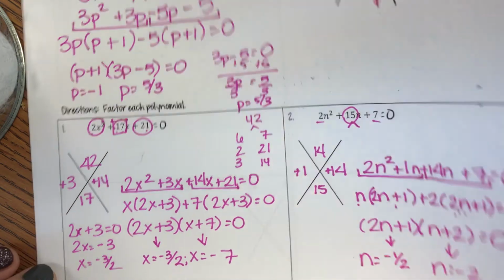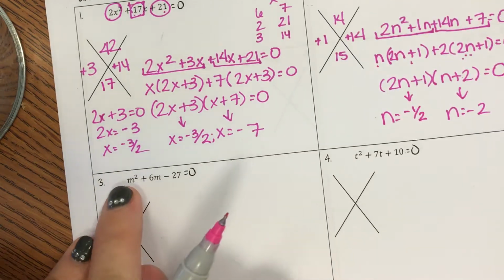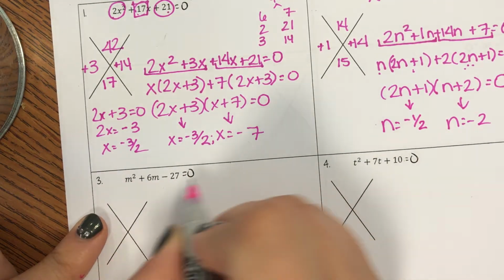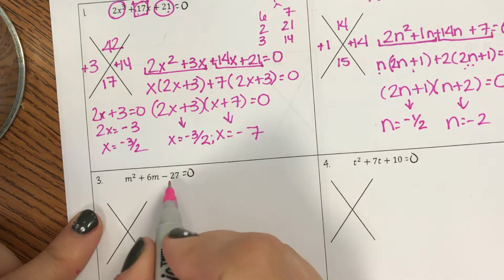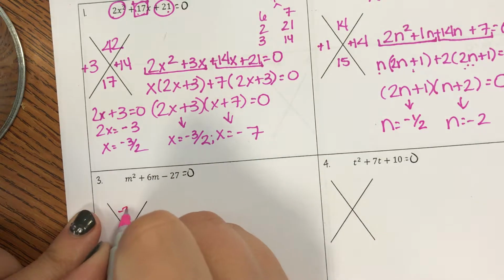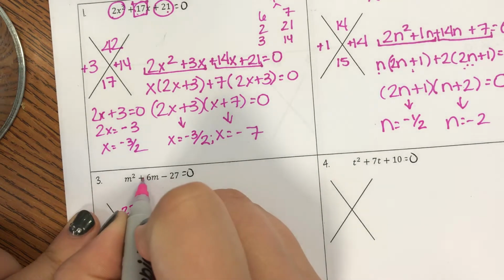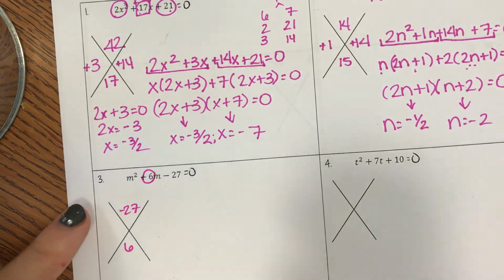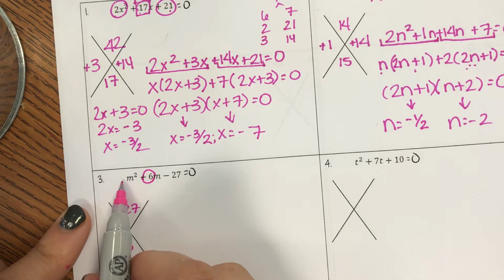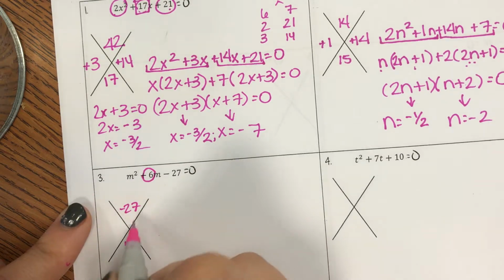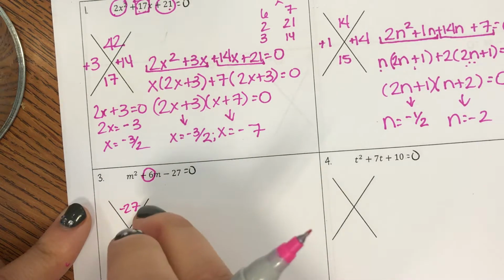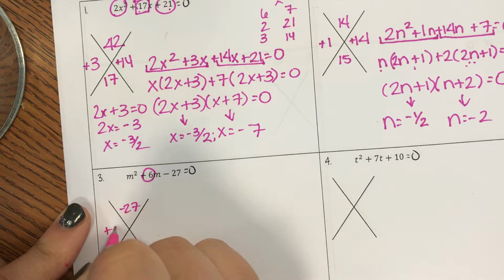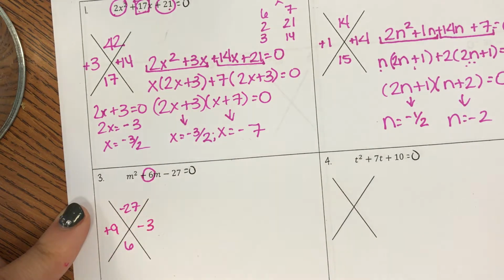Now, this works technically for the case where the coefficient is 1. However, I would have just taken this and factored it right away. If you're looking at this, though, you're looking for negative 27 that adds up or subtracts to give you 6. So if you like this x method, you can use it when the coefficient is 1. It's just going to take a little bit longer. The factors of 27 that would give you 6 would have to be positive 9 and negative 3.